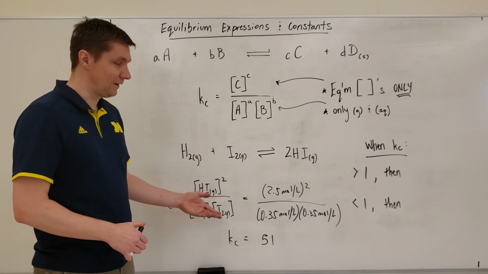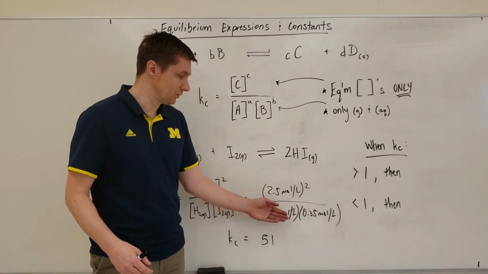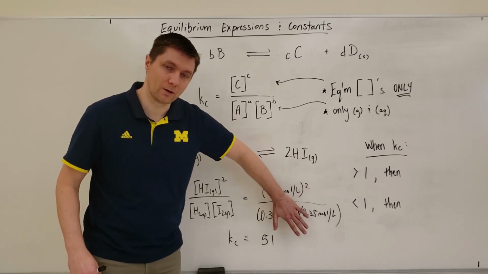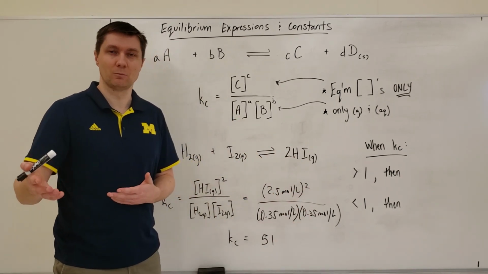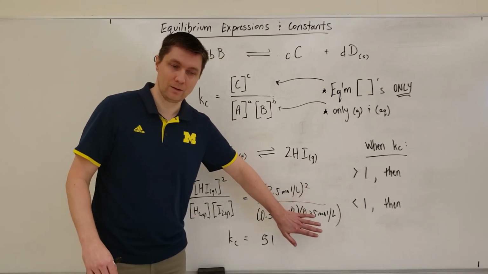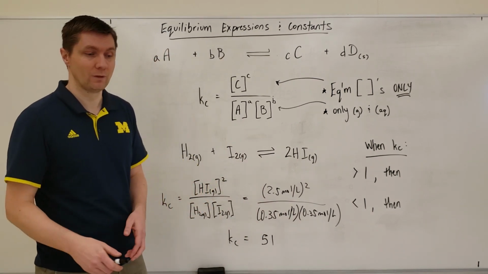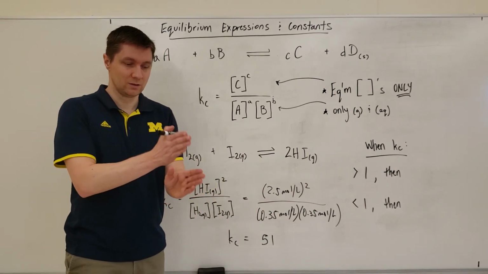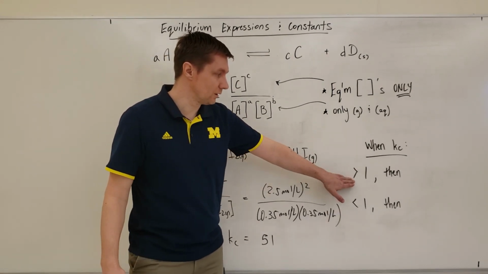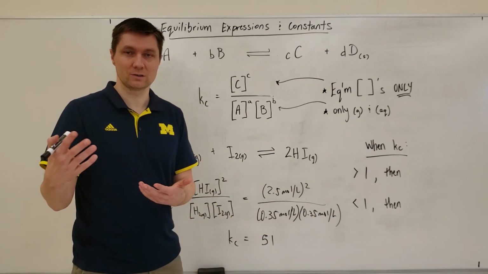Also, the value for Kc has a meaning. Because we're dealing with a ratio here, if my number on the top is larger than my number on the bottom, then that's going to yield a number that's greater than 1. And if I have a number that's smaller on the top than the number on the bottom, then that's going to give me a number that's less than 1. And so this is sort of a threshold where we say if a Kc value is greater than 1, then what does that mean? What that means is that the products are favored.